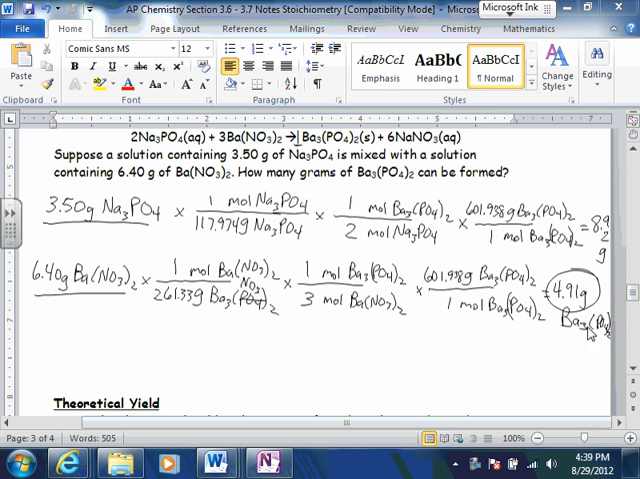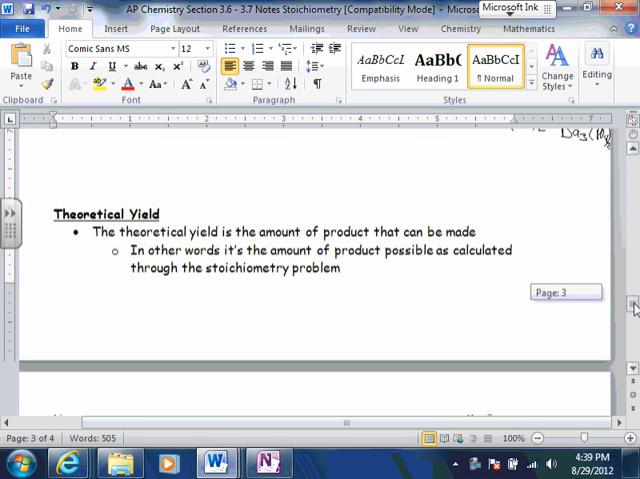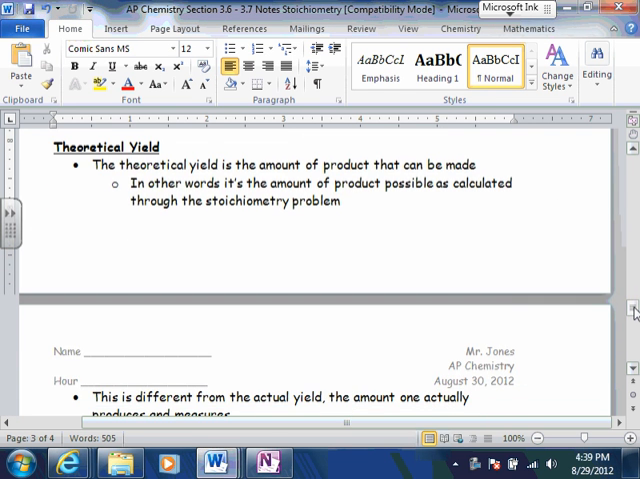All right, so we're getting close to being done here. We need to talk about theoretical yield now. Theoretical yield is actually what we've been calculating up to this point. In theory, that's how much you should be able to produce of the product. Now that's not the same as the actual yield.